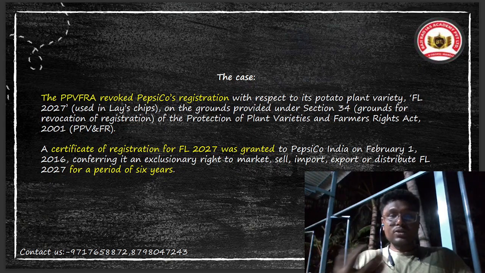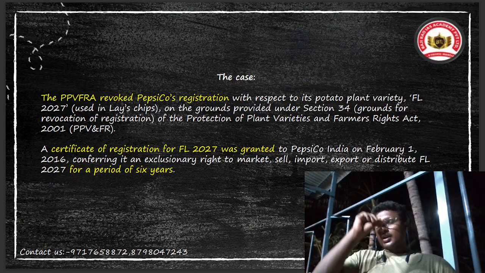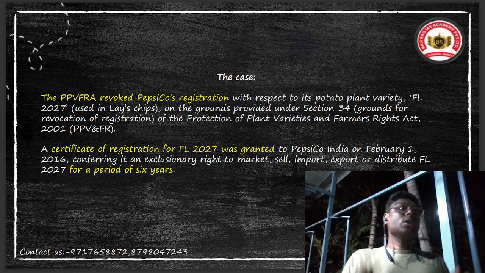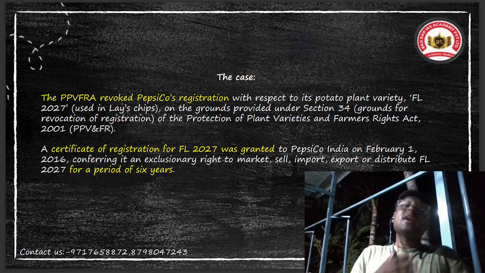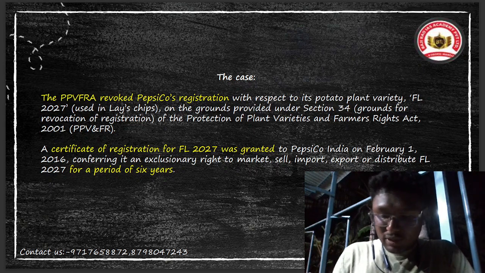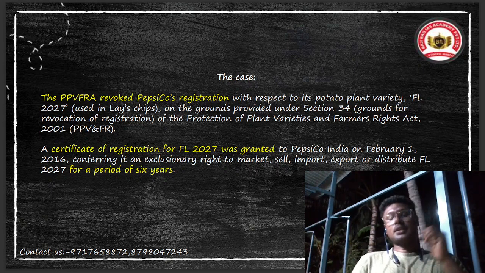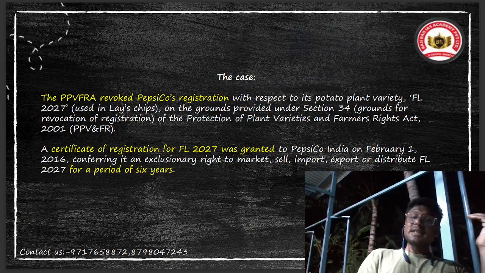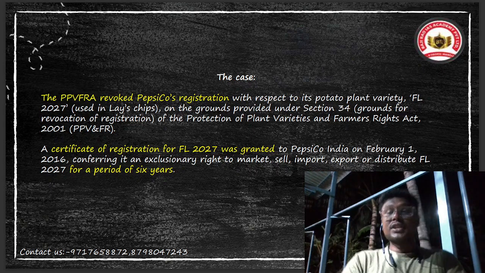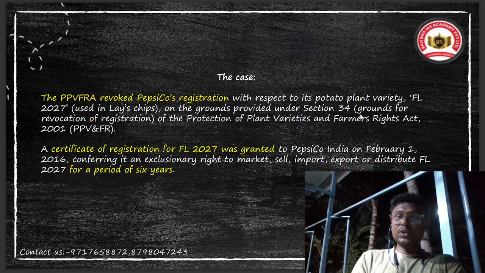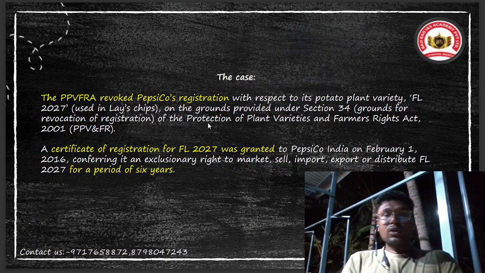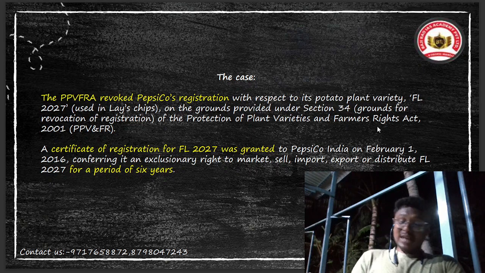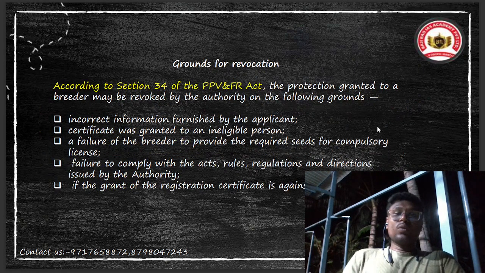To renew it also, there should be some particular novel thing in that. Without any novel thing, you cannot extend the patent. So what happened guys, the authority has said that there are certain reasons. The reasons have been listed in section 34 of the Protection of Plant Varieties and Farmers Rights Act 2001.